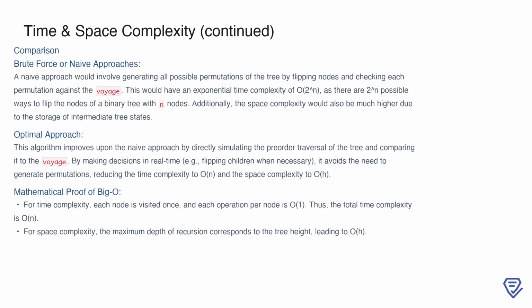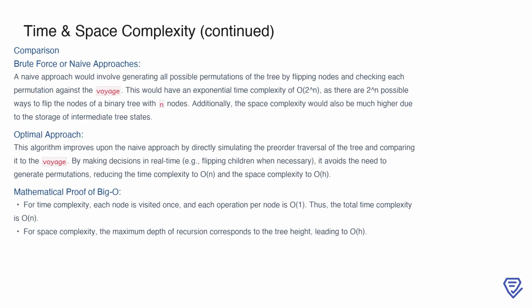Let's compare this optimal approach to a brute force or naive approach. A naive solution would involve generating all possible permutations of the tree by flipping nodes and then checking each permutation against the voyage. This would result in an exponential time complexity of O(2^n), as there are 2^n possible ways to flip the nodes of a binary tree with n nodes.